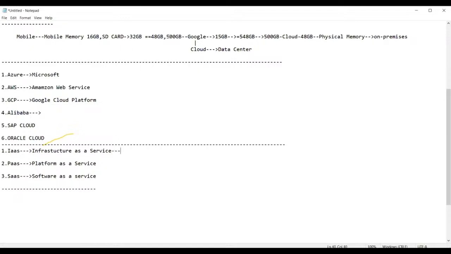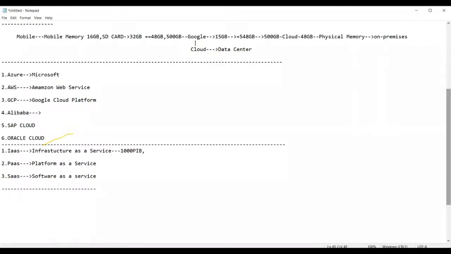Suppose, as we just discussed, you require 500 GB of data to be stored. That means you require what? Space on the cloud to store the 500 GB of data. Am I right? Suppose you require, how much storage do you require, 500 GB or 1000 petabyte? All this is the responsibility of the cloud provider, and it provides this service in the form of infrastructure as a service.